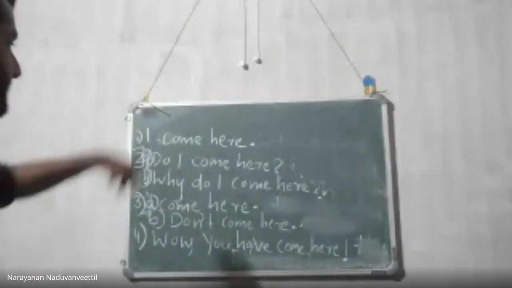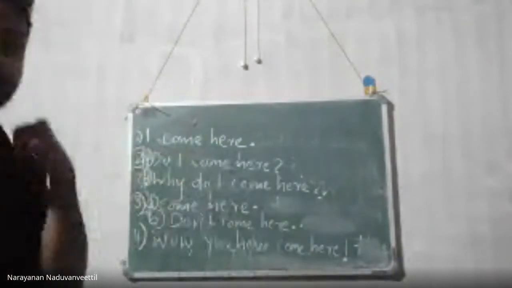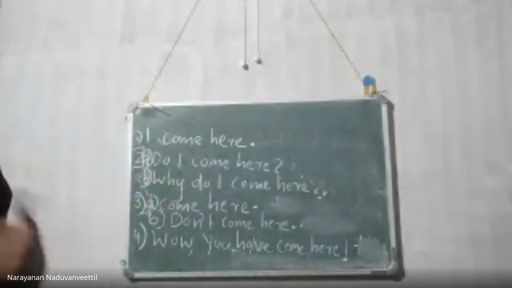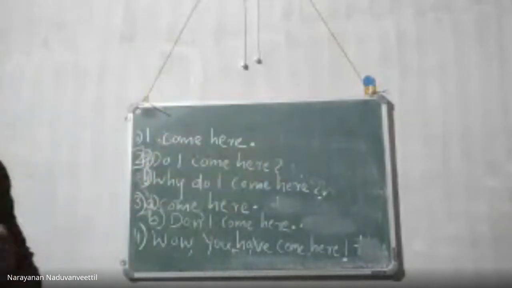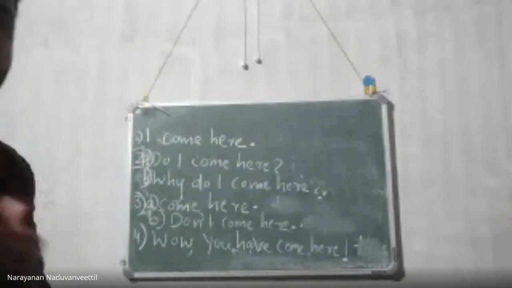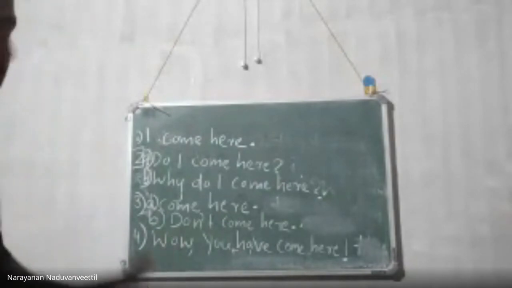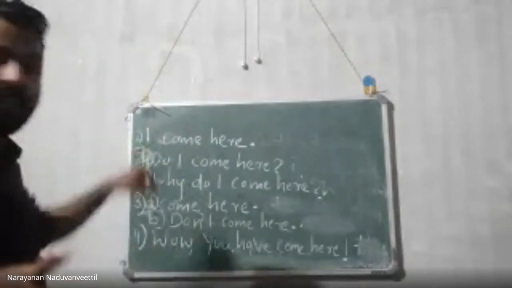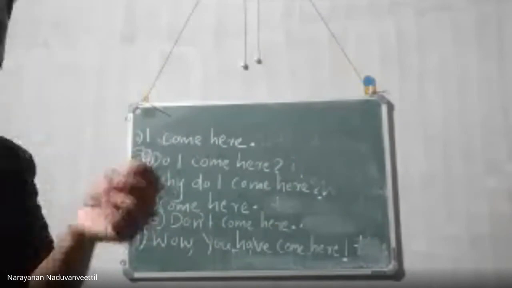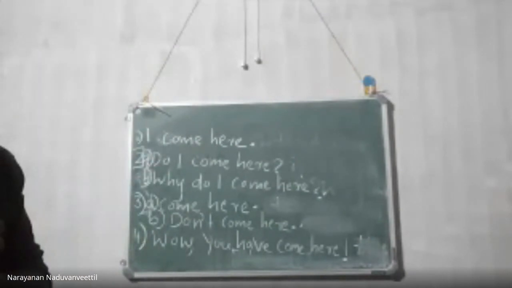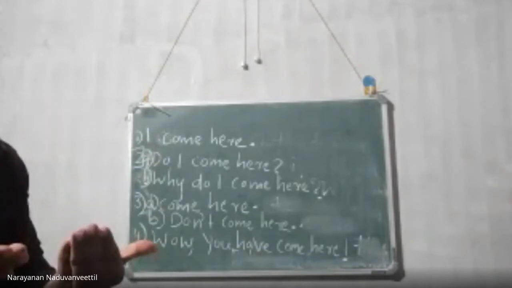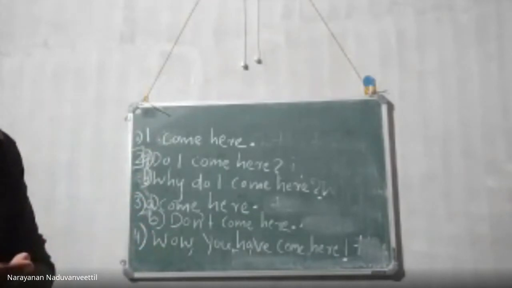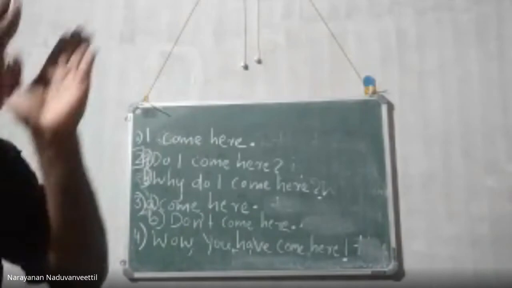But the dialogue is, "I come here." It is said by Rahul. We are reporting. Rahul is not reporting. Rohan is not reporting. We are reporting. So probably the pronoun I would be changed to he, because Rahul is a boy. Okay, I changed to he.